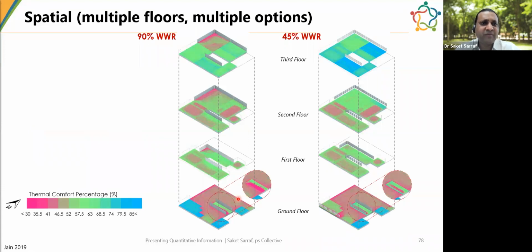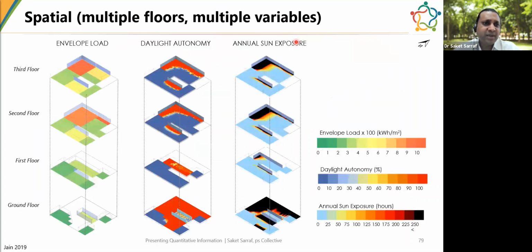Another way is to look at multiple floors and multiple options. So this is one option and second option, and you can then compare floor wise what is happening in these two options of different WWR, right? Again, another example of multiple variables, right? So same option, multiple variables and multiple floors. So it's a different way of just slicing and dicing the whole thing.